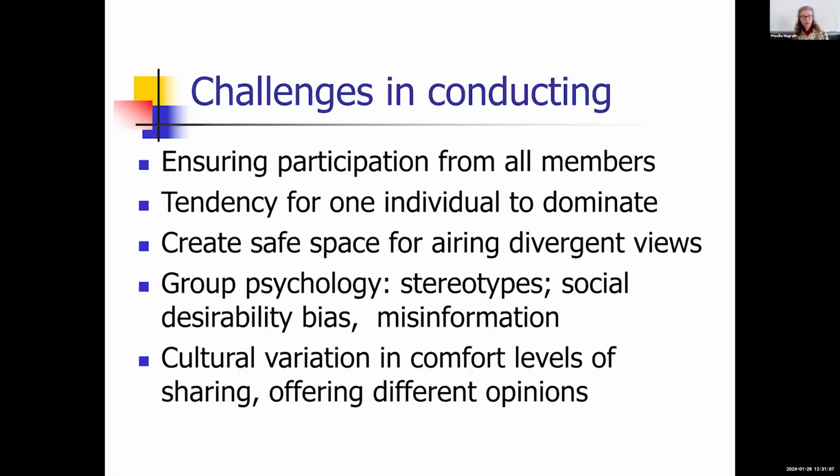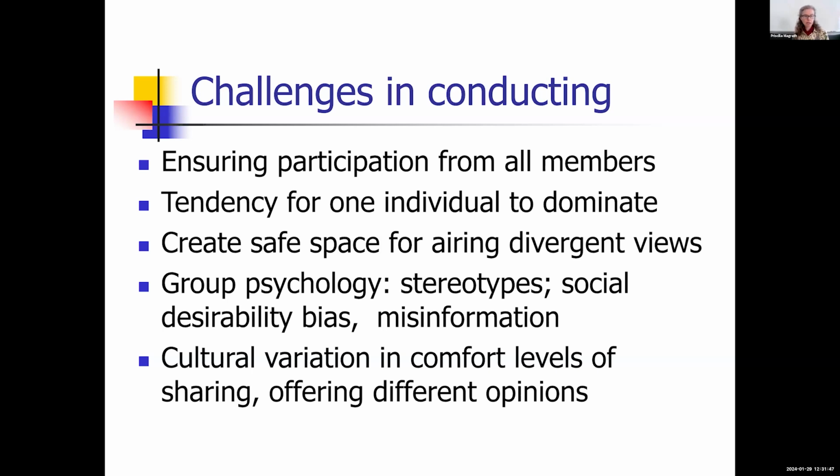So, here are some of the challenges. Ensuring participation from all members. And what do you do if participation is low? Again, how do you interpret silence? Does silence mean agreement, or does it mean disagreement or boredom? Then there is the tendency for one or a few individuals to dominate. You have to be prepared for that and maybe say, that's very interesting, and what do you think, addressing somebody who hasn't spoken. You want the space to be safe for airing divergent views. Otherwise, that's going to limit your data.